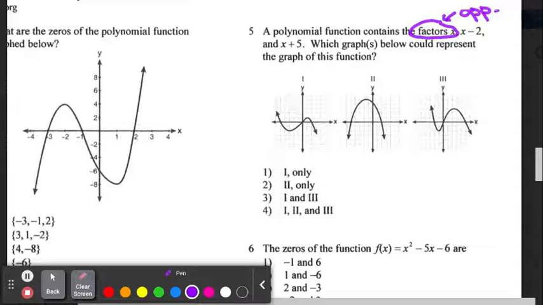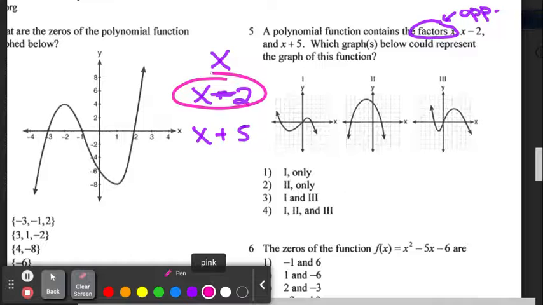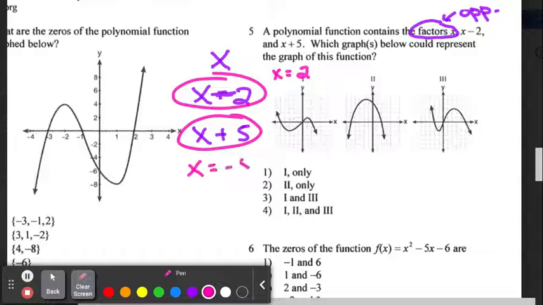So what we have here, we have one factor is x, one factor is x minus 2, and one factor is x plus 5. Well, that means the zeros, like for this one right here, is x equals 2. For this one, x plus 5, our zero, the opposite sign, is x equals -5. And since this one doesn't have a number, it's x equals 0. So let's see. 1, 2, 3, 4, 5. Okay, that's a -5, a 0, and a 2.